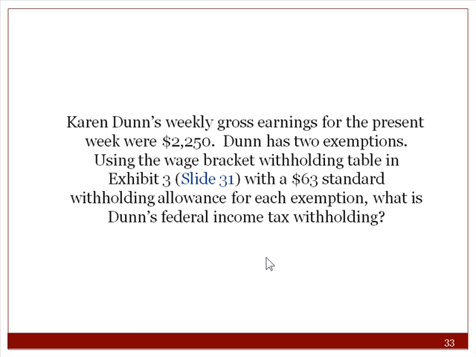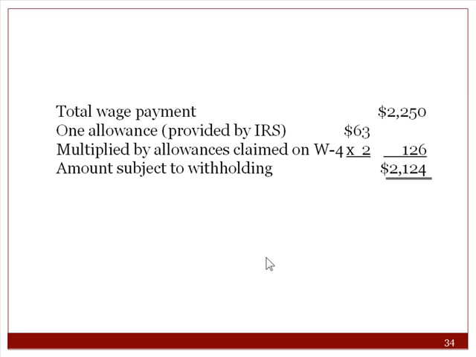Okay, so let's look at Karen Dunn's weekly gross earnings for the present week, which are $22.50. Dunn has 2 exemptions. Using the wage bracket withholding table in Exhibit 3, which was slide 31, with a $63 standard withholding allowance, what is Dunn's federal income tax? You can print all these things out and follow through with what I'm saying. There was a total wage of $22.50. There was the $63 of allowance times 2 claims, which is $126. So the amount subject to withholding is $21.24.